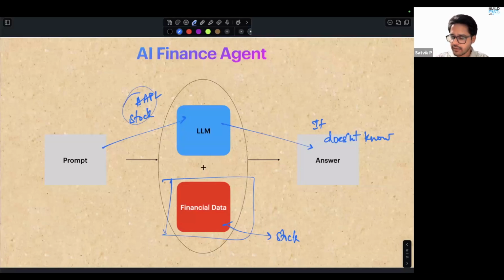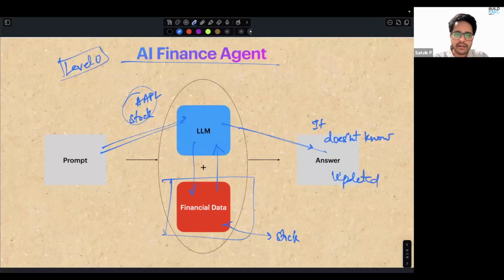So take the LLM and couple it with financial data. Whenever I ask for data like the price of Apple, it can take data from the finance data and then give us the updated answer. So this is a simple AI agent. This is the level 0 AI agent that you can build. That is what we will try to build, right?